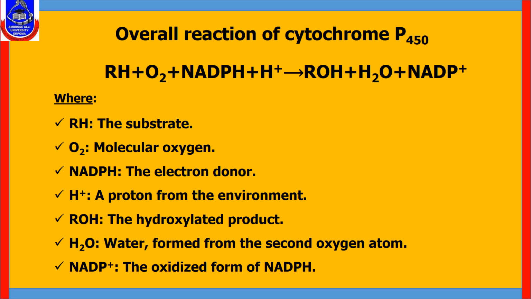Now, this is the stoichiometry of the reaction. Where ROH defines the substrate, of course, O2, molecular oxygen, NADPH, the electron donor, H plus, a proton from the environment, ROH, the hydroxylated product, and water formed from the reaction, of course, and NADP plus, the oxidized form of NADPH.